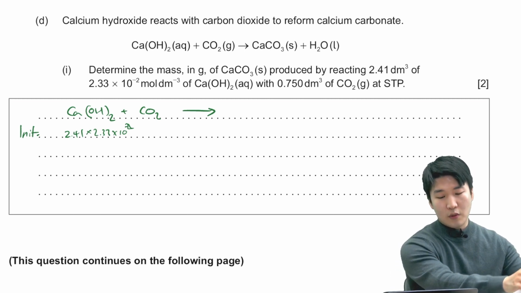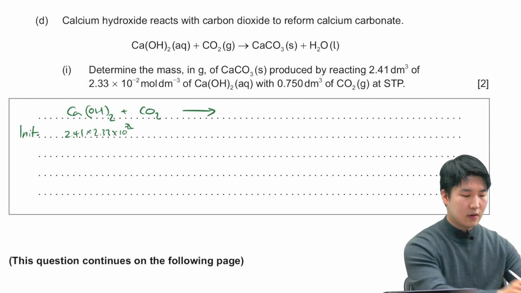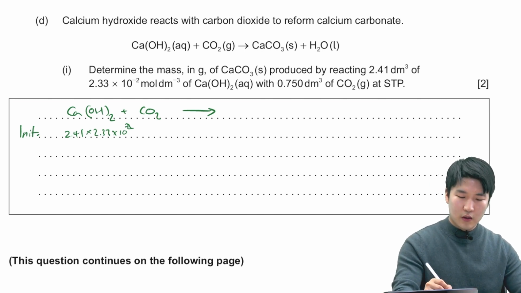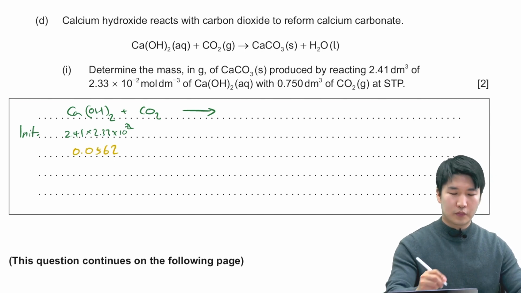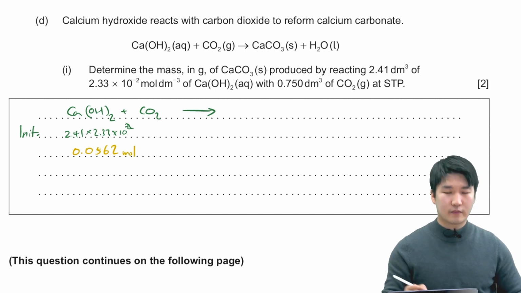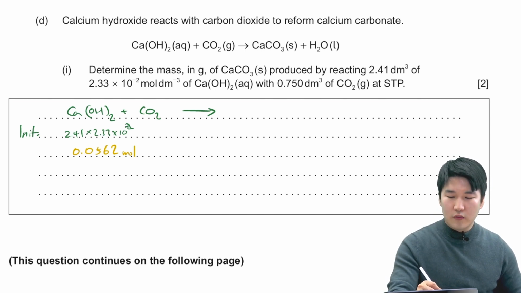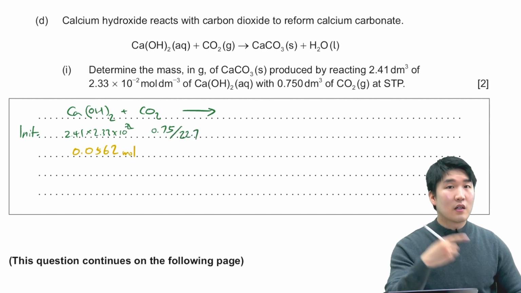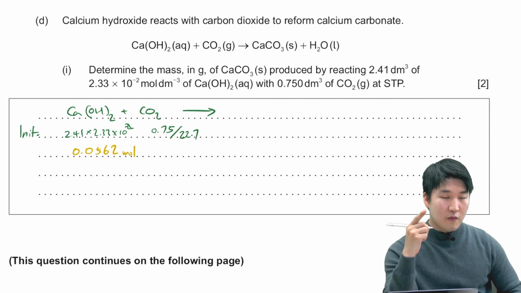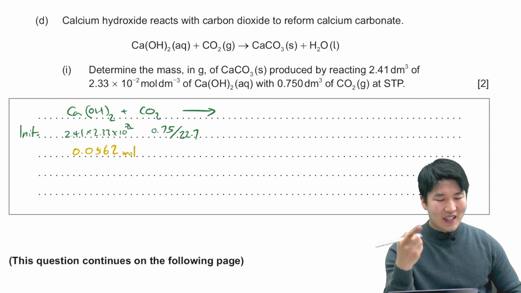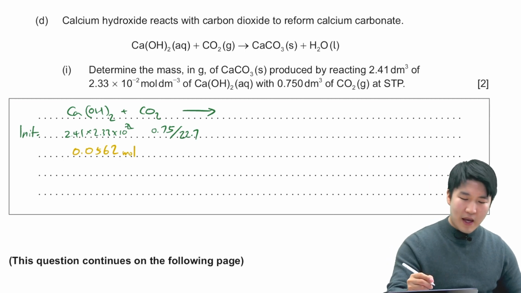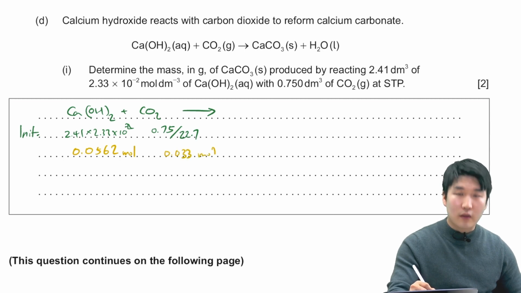Now this, do the math, will give us the mole to be 0.0562 mol. Carbon dioxide will have the mole of 0.75 over 22.7. Using the equation, n equals volume over 22.7 for gas. Do the math, we will be given 0.033 mol.